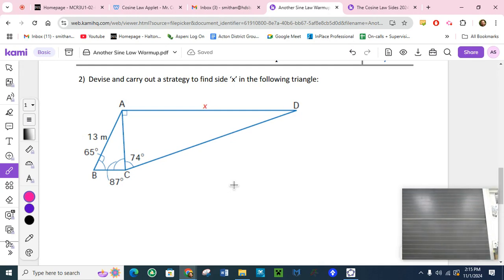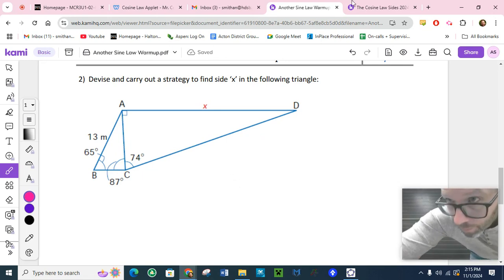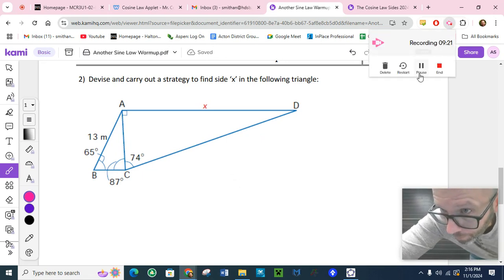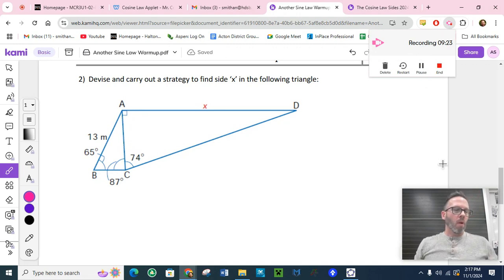Common theme when you're doing a double triangle problem and the side you want doesn't have enough information in that triangle: finding that shared side is usually a good bet. Note that ACD is a right angle triangle if you want to use your SOHCAHTOA stuff when you get there. I'll pause briefly. All right, here I come.